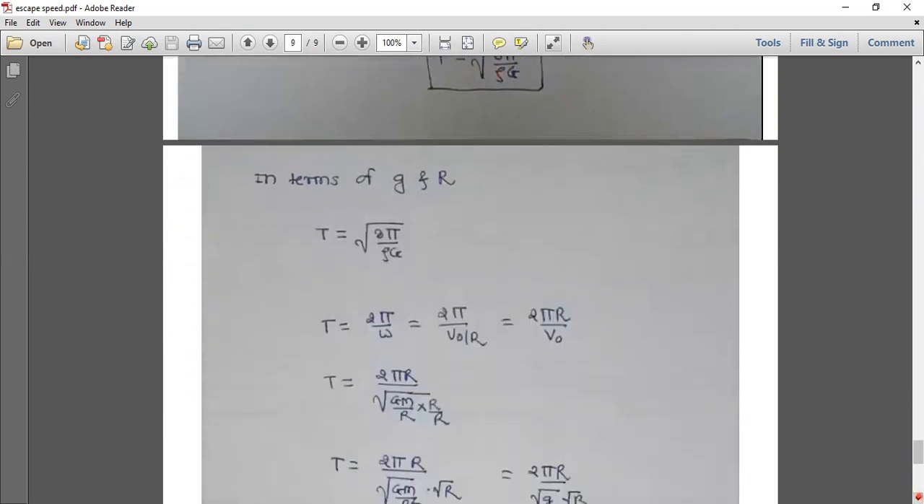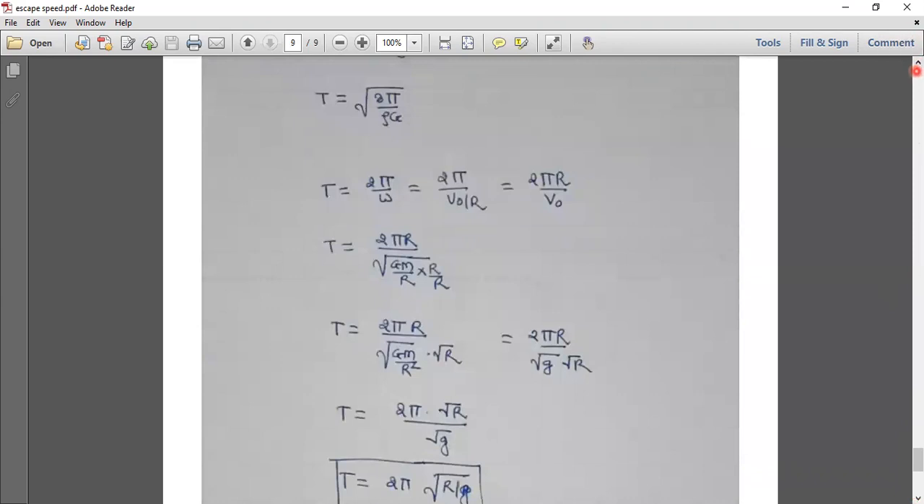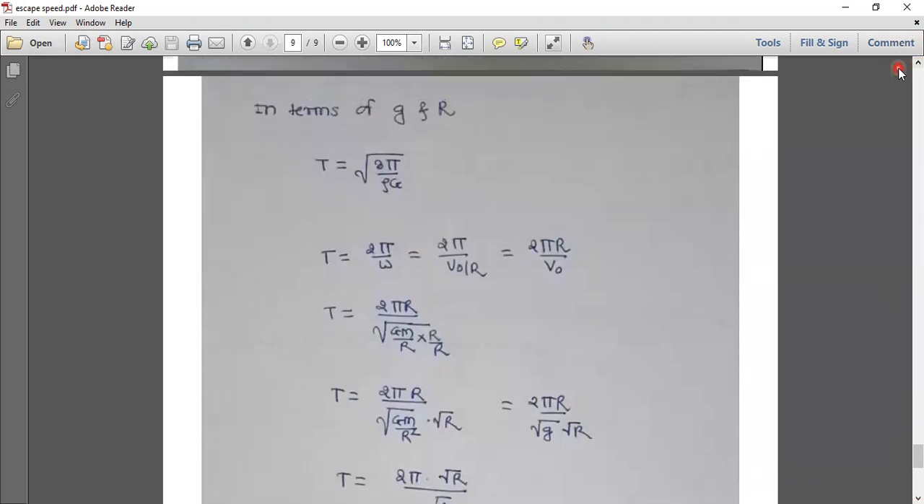Next one, in terms of g and R. Again, time period we want in terms of g and R. Now this we have finished in terms of density, but time period T is equal to 2 pi by omega. So this is 2 pi by v naught by r, because v is equal to r omega, therefore omega is equal to v naught by r. That is equal to 2 pi r by v naught. Or just time period, if you use this formula also, 2 pi r by v naught, which we have already used.